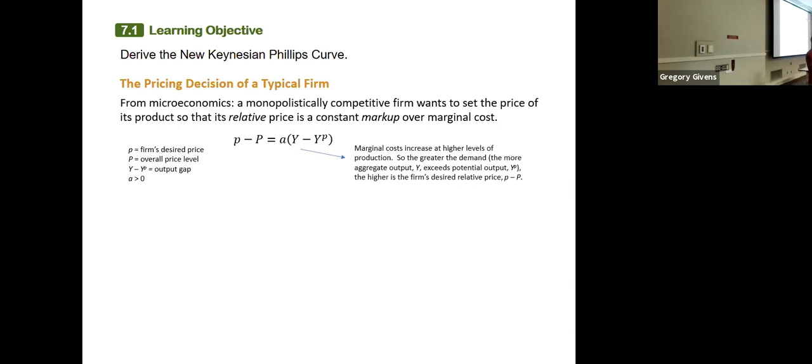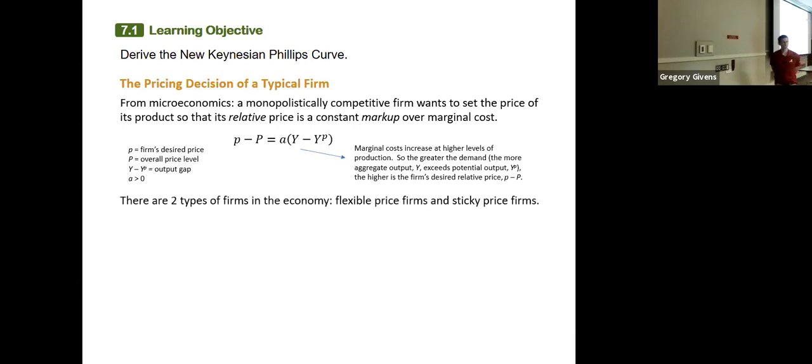So this equation is fully consistent with this idea that a monopolistically competitive firm wants to set its relative price as some constant markup over its own individual marginal costs of production, where marginal cost is related to the output gap in the economy. As the output gap goes up, marginal cost goes up. As production falls below potential, firms' marginal costs fall as well. Okay. Everybody okay with that so far?